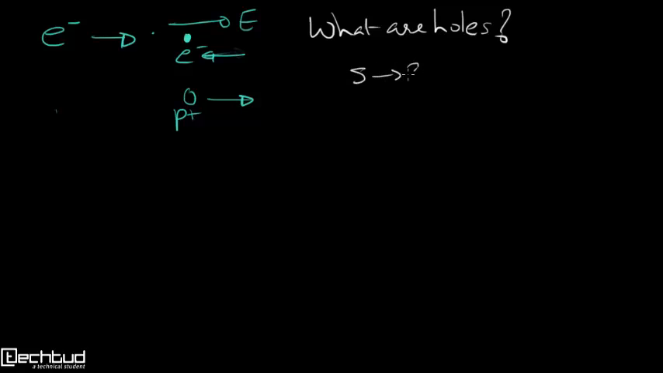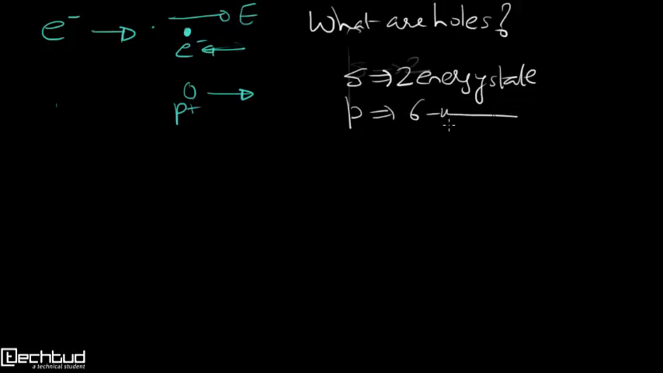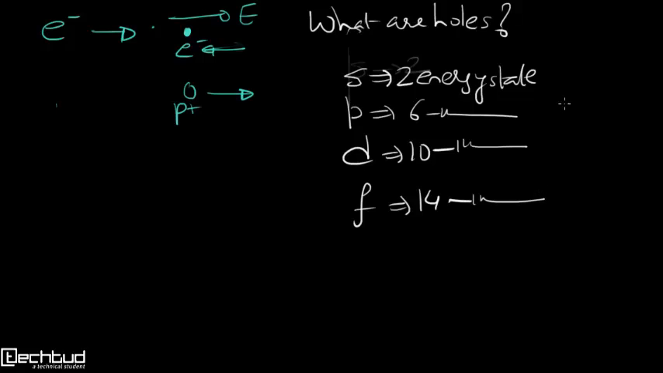Like in s there are 2 energy states available. At p there are 6 energy states available. At d there are 10 energy states available, right? At f there are 14 energy states available, right? We know these things. These come from Pauli's exclusion principle, then there is the spin number, etc. We are not going further into the chemistry. Okay, we are assuming that you know these things, right?